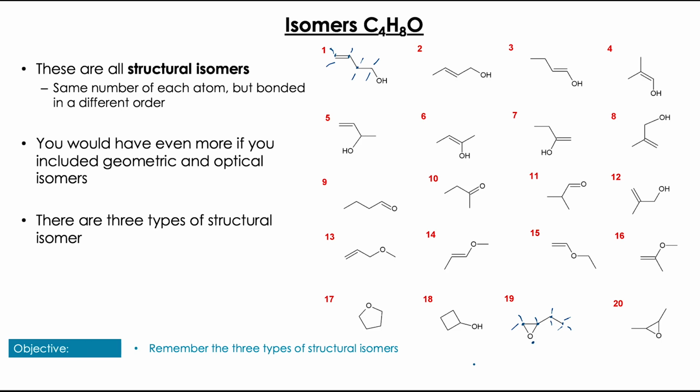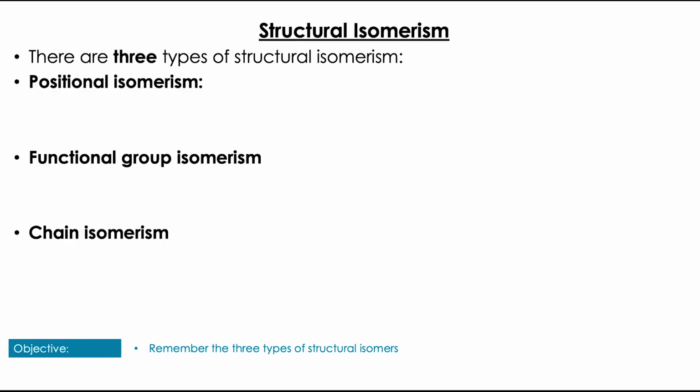In all of the isomers on the board here, we're not including any of the stereoisomers, the geometrical and optical isomers that we're reserving for HL. These are all the structural isomers. But we want to break these down into further categories. And there are 3 types, as we've mentioned before.